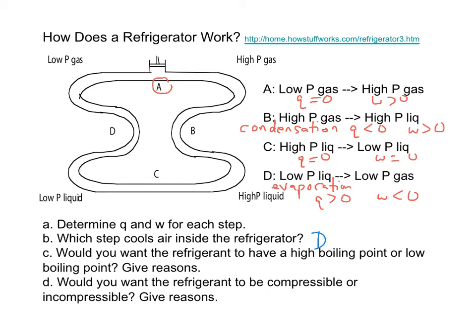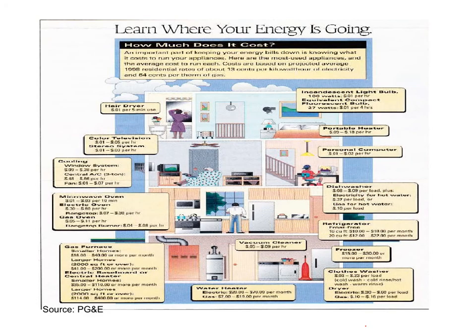To lower the temperature of the refrigerator below room temperature, we want the refrigerant to have a low boiling point. Modern refrigerators run on isobutane, which has a boiling point of minus 12 degrees Celsius. Since part of the refrigerant cycle involves the refrigerant being a gas, we want the refrigerant to be compressible. Note that a refrigerator costs about $20 per month in energy to run.